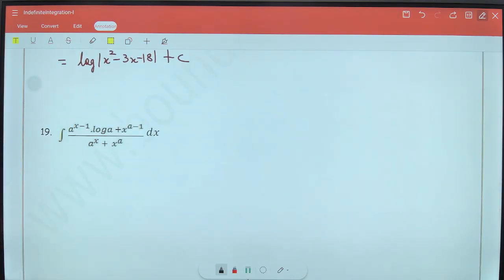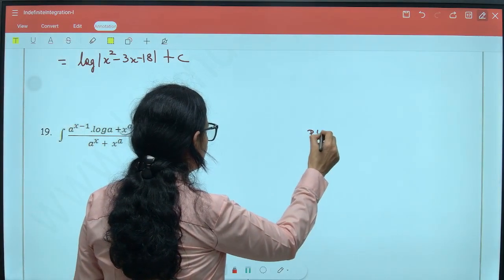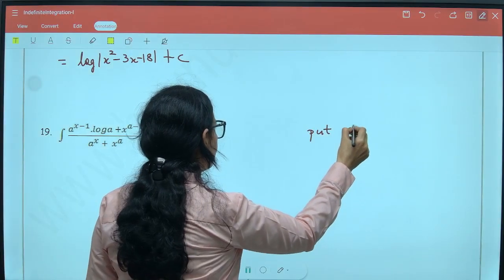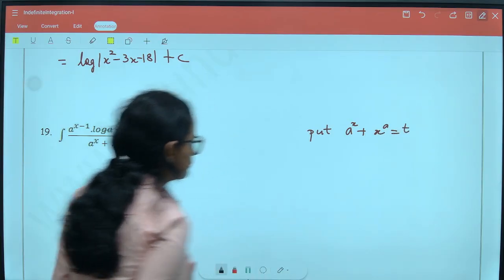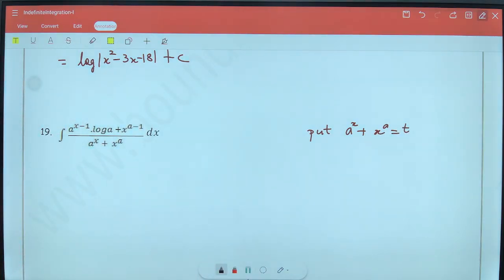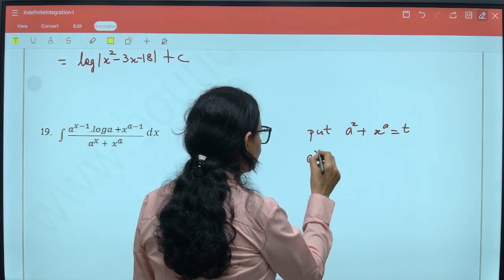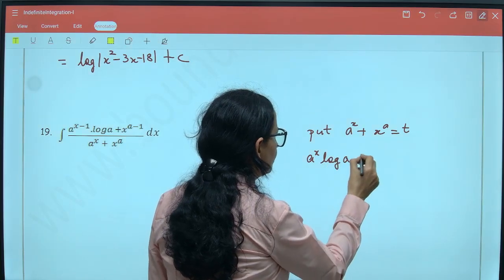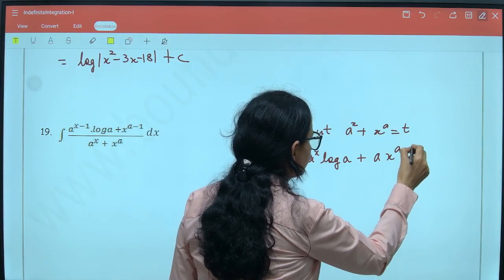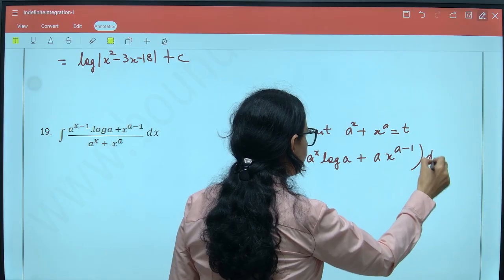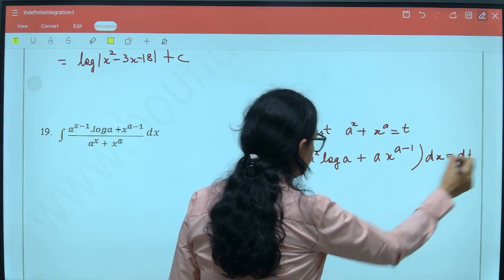a to the power x minus 1 log a plus x to the power a minus 1, upon a raised to power x plus x raised to power a. Now here again, put the denominator equal to t. So we will put a to the power x plus x to the power a as t. Differentiate this, what do you get? It is going to be a to the power x log a plus a x to the power a minus 1, put it under brackets, dx equals dt.